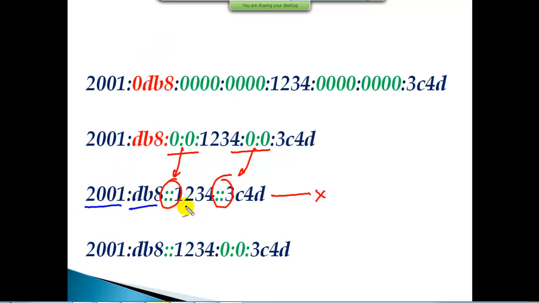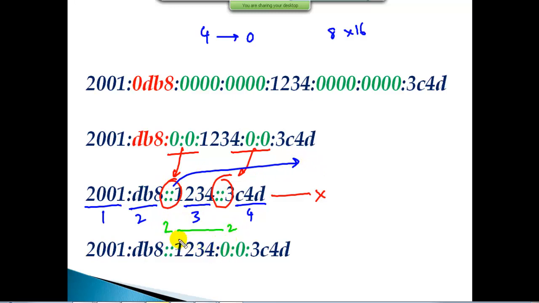Now if you try to see here, let's say I come with this address here: 2001, db8, some colons, and then 1234 and 3C4D here. So I can see the portions 1, 2, 3, 4 very clearly. Now the entire IPv6 address has 8 portions, right? And each portion is going to have 16 bits. So I'm not able to see the remaining 4 portions. So now the device is going to assume these remaining 4 portions are zeros in both of these places.